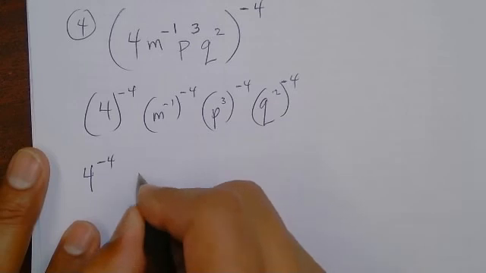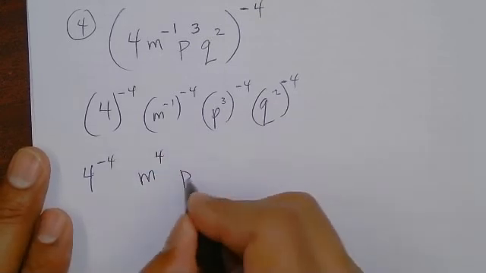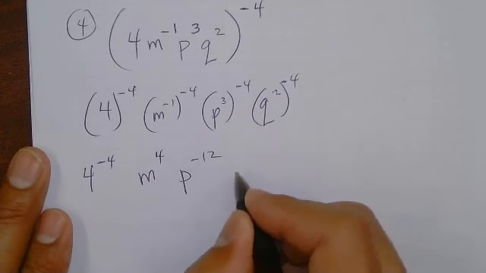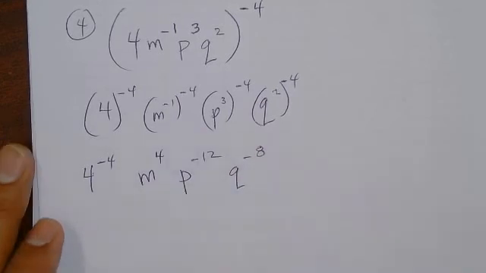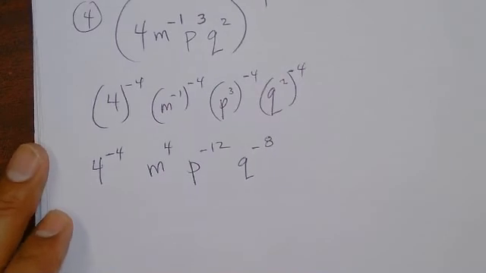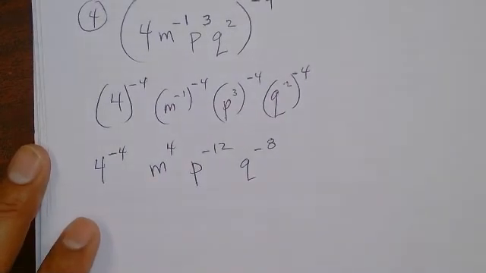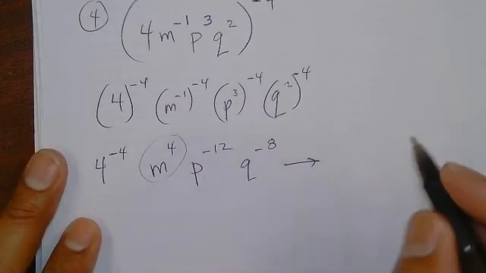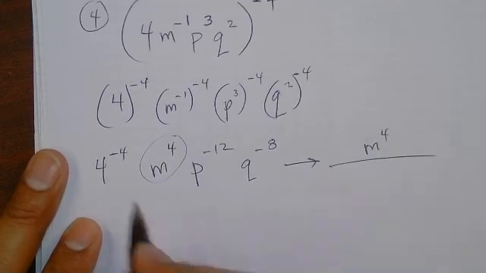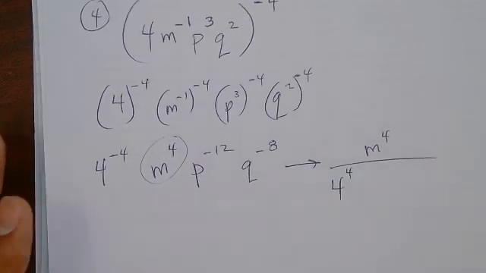4 to the negative 4, I cannot do that right now, so I'm going to wait. Everybody agree this is going to be m to the positive 4? Yeah. And this is going to be p to the negative 12, and this is going to be q to the negative 8. Did you get that part right? And then guess what? Anything that has a negative exponent still goes down. So what's going to stay on top? Only m to the 4 stays on top.